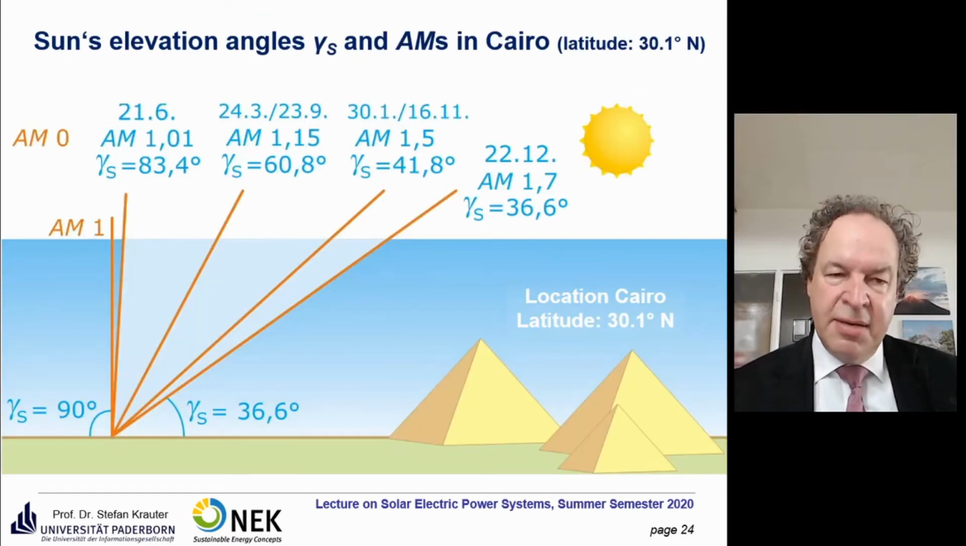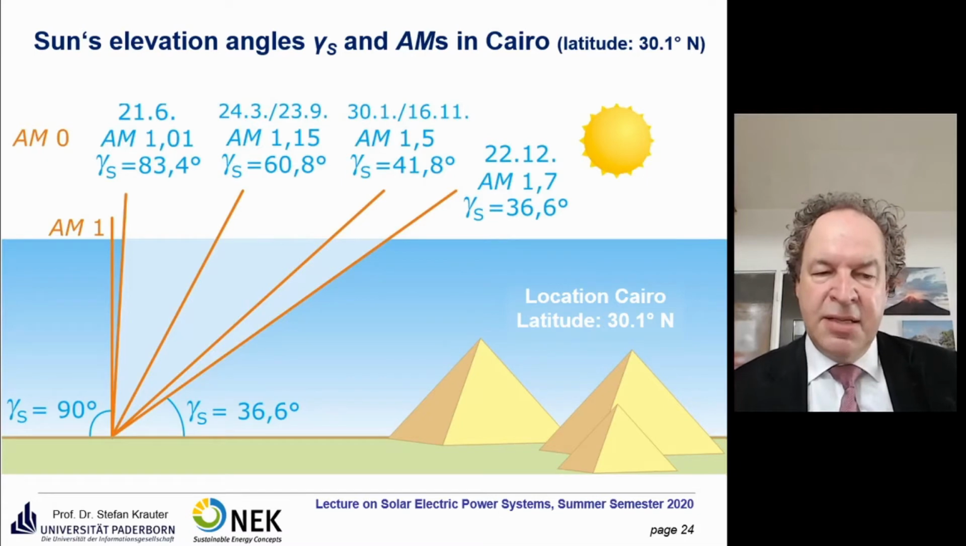And first we take some other locations here. As is clear, it depends on the location. We saw there's a deviation between Berlin and Paderborn, but if you go more towards south, for example, here in Cairo, there we see big differences.